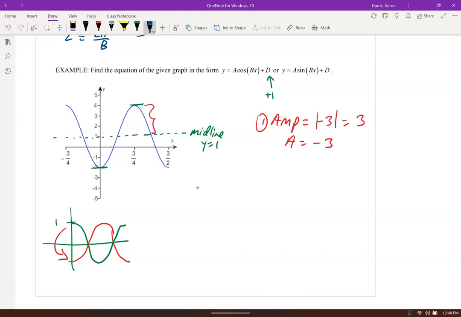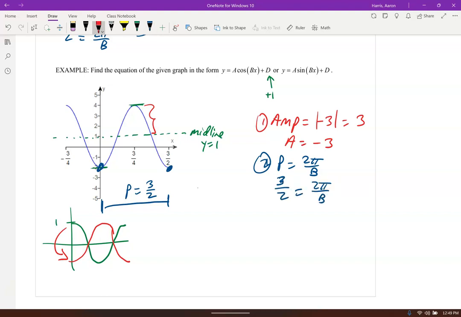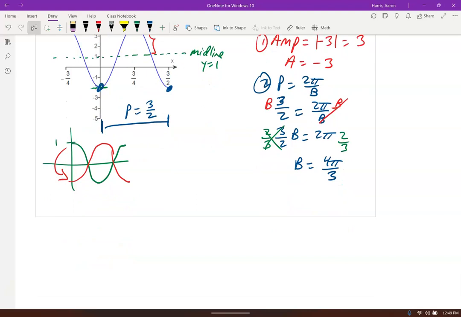The other thing I'm looking at is my period. You can see how the period goes from here to there. It takes 3 halves to get there. Since my period is 2 pi over b, and my period is 3 halves, let me get my b on top. So I have 3 halves b equals 2 pi. Let me multiply both sides by 2 over 3, and we've got our b is 4 pi over 3. Now we can write it.